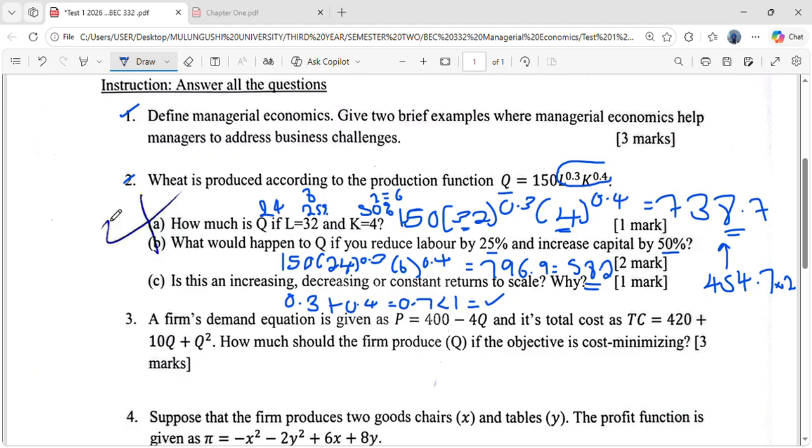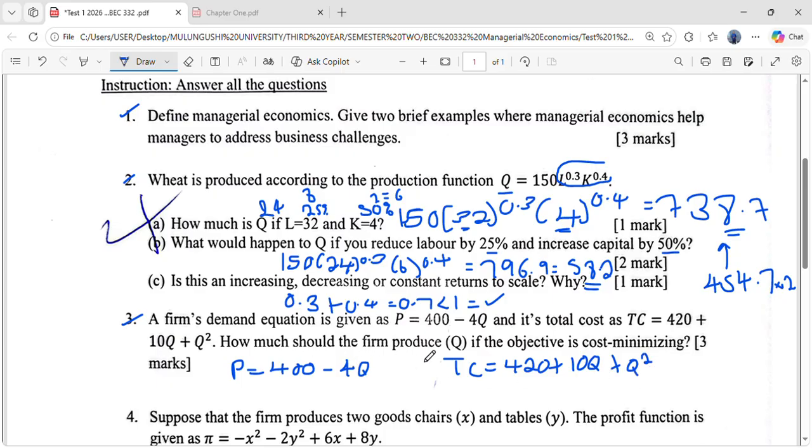Now we are done with the second question. We go to the third. So a firm's demand function is given by P is equal to 400 minus 4Q, and the total cost function is basically 420 plus 10Q plus Q squared.